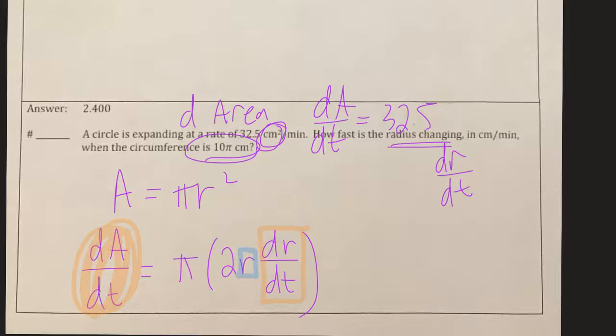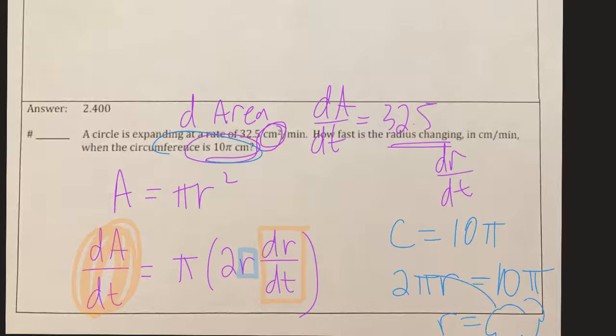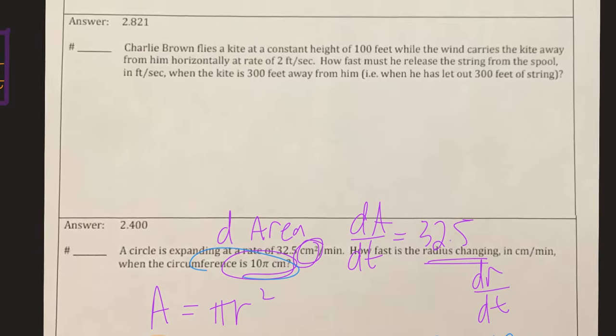Okay, and to do that, we come to our circumference, right? We're told that the circumference is 10 pi. The circumference formula is 2 pi r. So we can quickly figure out, when we divide, what the radius happens to be. Then you plug your radius in here, you divide everything, and you figure out what dr/dt is. So that's how you use the circumference in this problem. The circumference helps you find the radius.